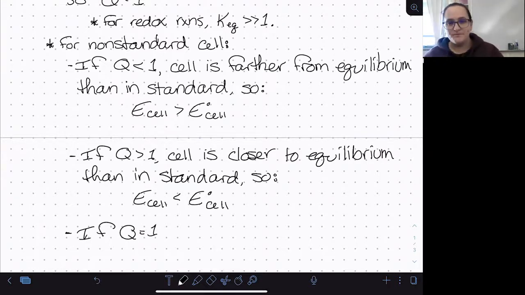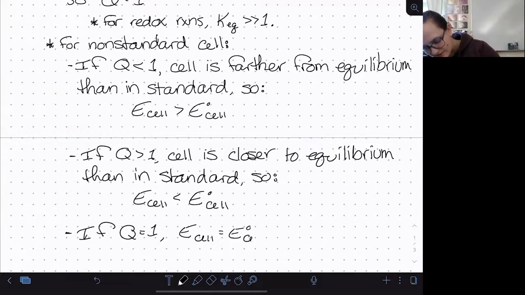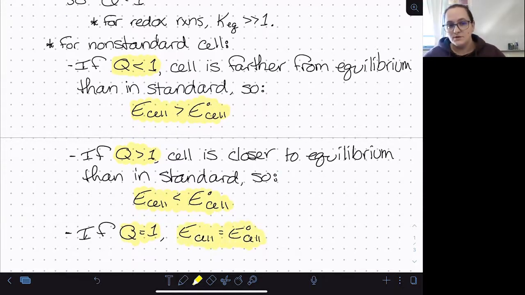And if Q is equal to one, you're in relatively the same position. So your non-standard and standard potentials will be the same. Regardless of what your concentrations are, if your Q comes out to one, it's the same potential as the standard state. So as Q gets smaller, your cell potential gets bigger because we're farther from equilibrium. As Q gets bigger, your cell potential gets smaller since we're closer to equilibrium. And whenever Q is equal to one, your actual potential is equal to the standard potential. So we can use this idea of calculating our reaction quotient to give us some idea of what our non-standard cell potential looks like.